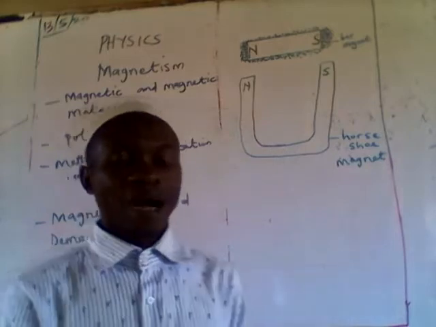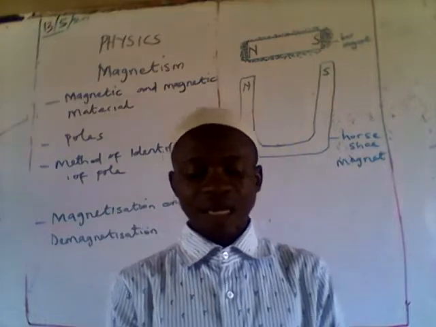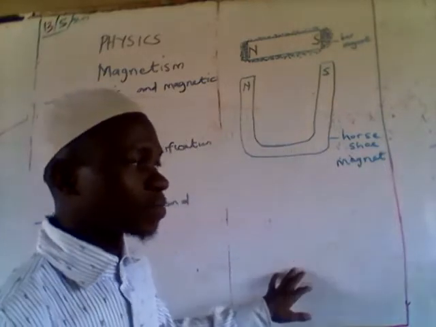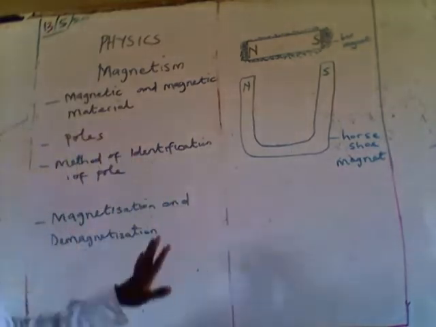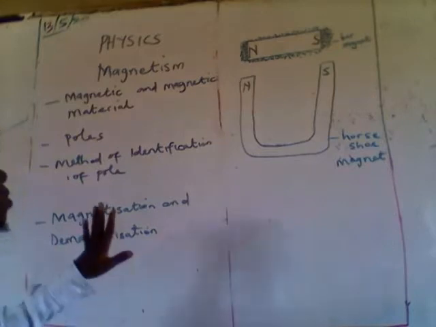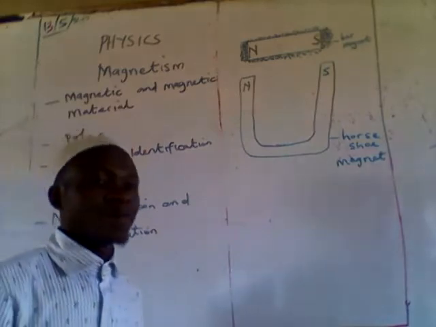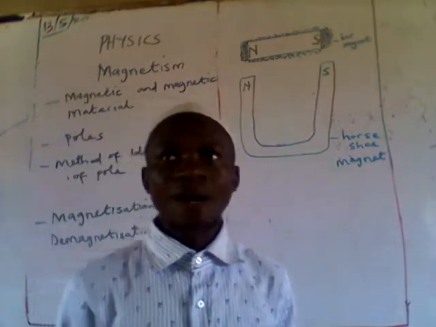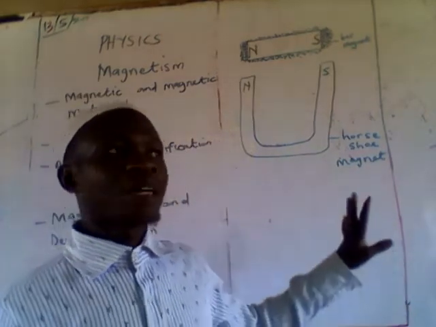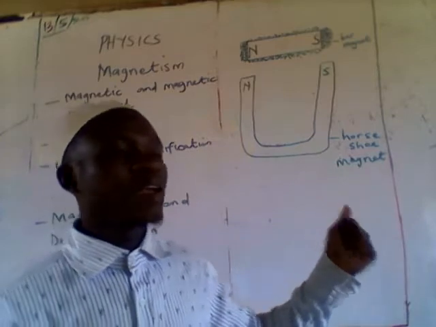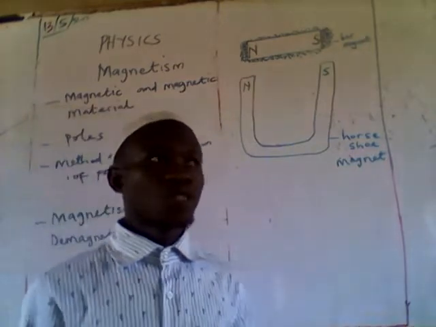The ability of a magnet to attract another material, which we call a magnetic material, is known as magnetism. Now, what do we refer to as a magnetic material? Magnetic materials are materials that can be attracted by a magnet, such as nickel, iron, and cobalt.